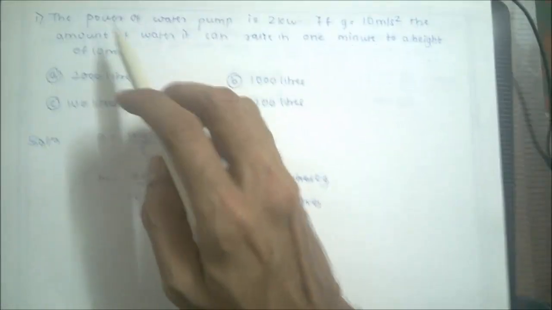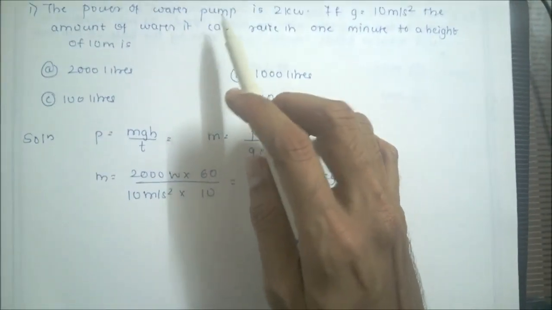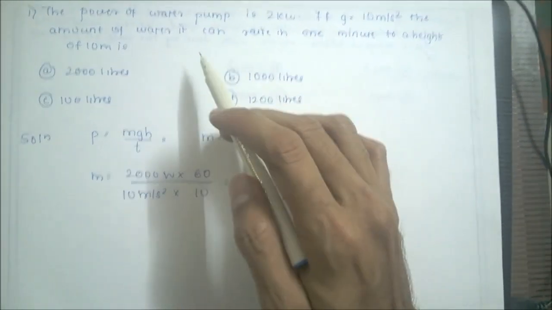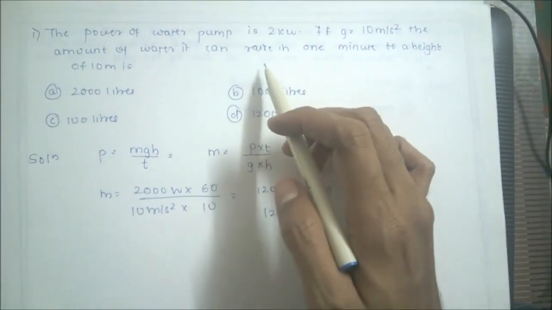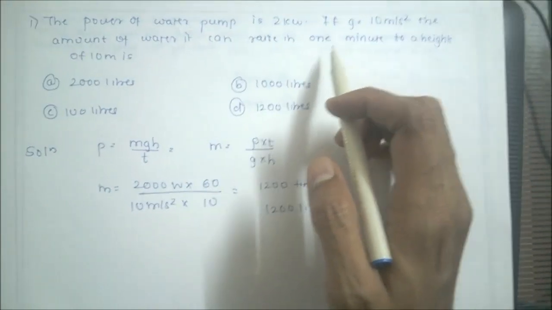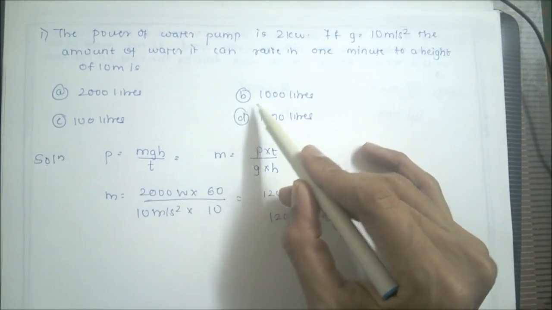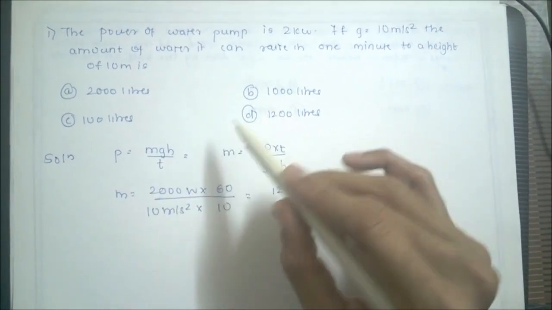Question number 1. The power of a water pump is 2 kilowatts. If g is given as 10 meters per second squared, the amount of water it can raise in a minute to a height of 10 meters is. Options are A: 200 liters, 2000 liters, or 1000 liters, 100 liters or 1200 liters.